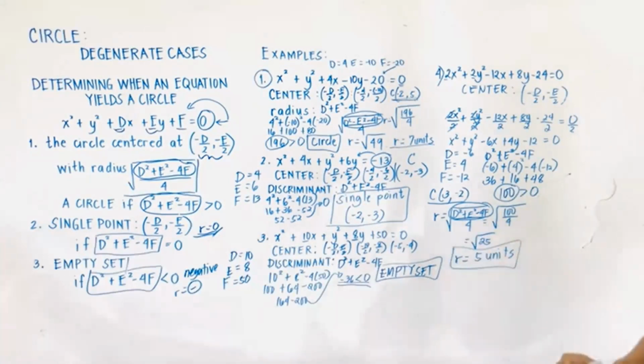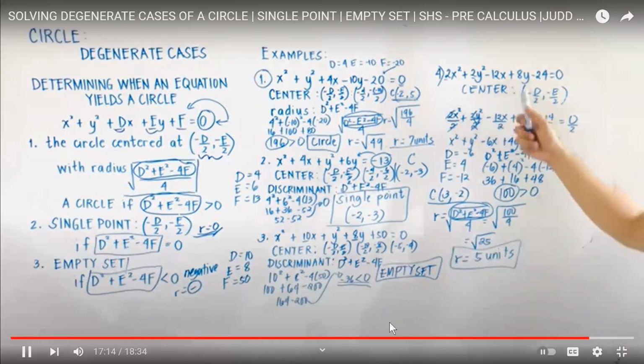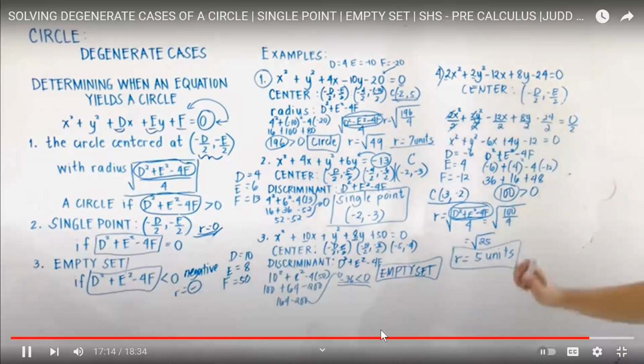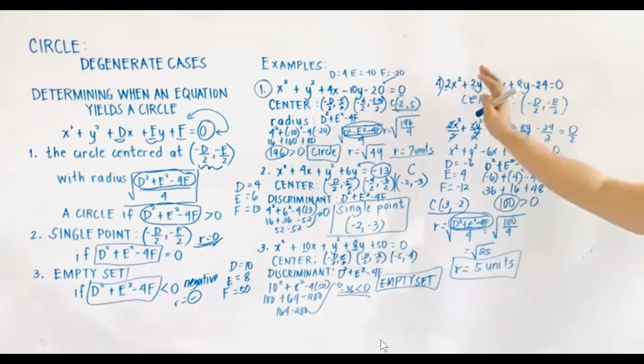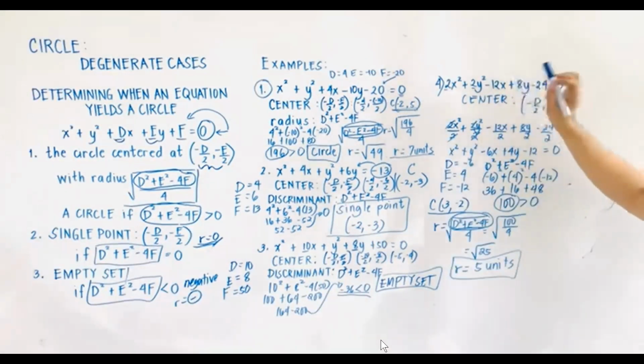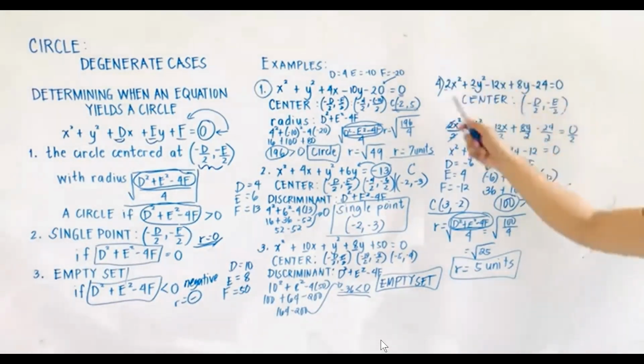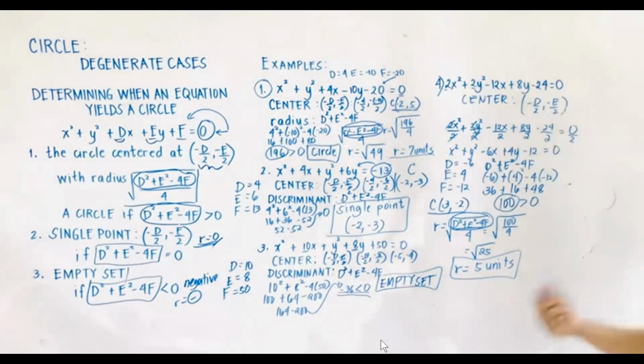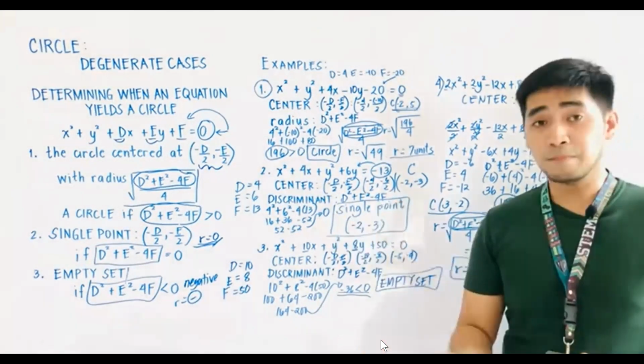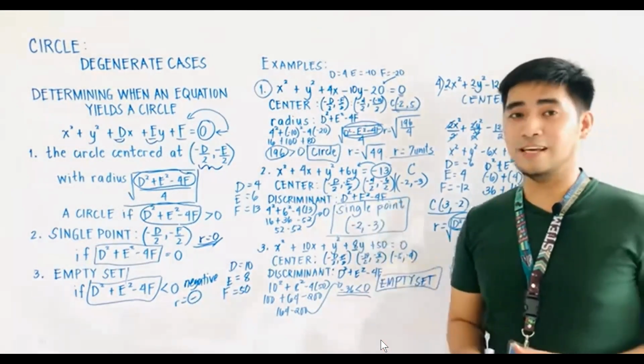Okay, so that is how we solve for the center and the radius of this one. Therefore, it is not a degenerate case. This equation really yields the equation of a circle. And if we graph this, it contains the center and the radius, and it is really a circle. So that is how we determine when an equation yields a circle.